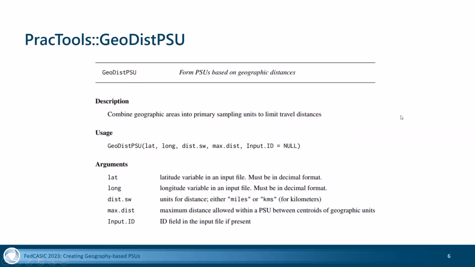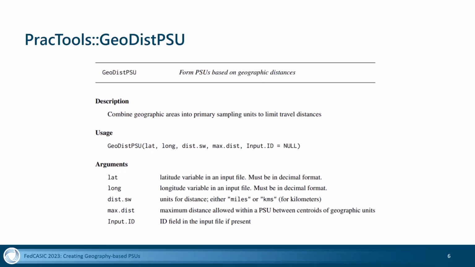The first function we'll be going over is something called GeoDist PSU, which forms primary sampling units based on geographic distance. I'm going to walk through this at a detailed level, just so that you can walk away knowing how to use this. Geographic data requires a latitude and a longitude for your unit. So if you have a tract or a county, you may want to use either the centroid of that or an arbitrarily selected latitude and longitude. For a state, you might pick the state capital. It must be in decimal format.